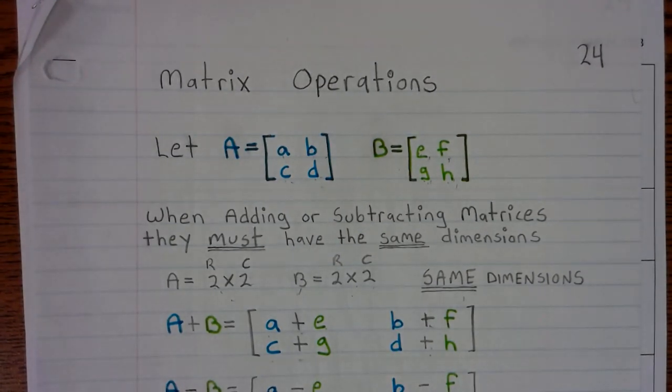Now, I'm using two colors, blue and green. You don't have to use blue and green, but I recommend using two colors. Let A equal the matrix with A, B, C, and D, and let B be the matrix with E, F, G, H.